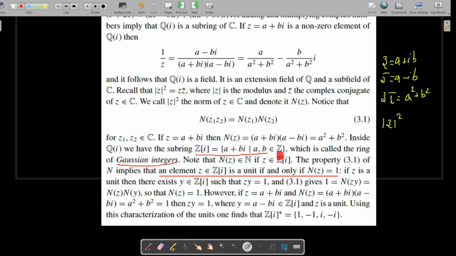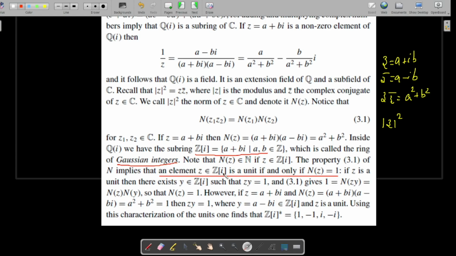That is, if z belongs to Z[i], then z is of the form a + ib, where a and b are integers, and the norm of z is a² + b², which is always greater than or equal to 0. So the norm of z belongs to N. Remember that in this textbook, we are considering the set of all natural numbers as the set 0, 1, 2, 3, and so on. So if z belongs to Z[i], then the norm of z also always belongs to N, the set of all natural numbers.